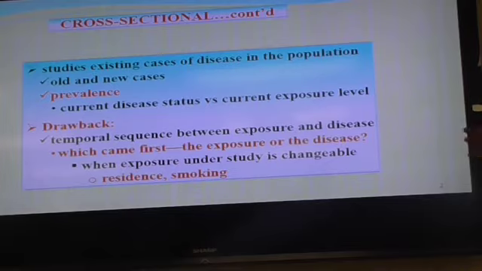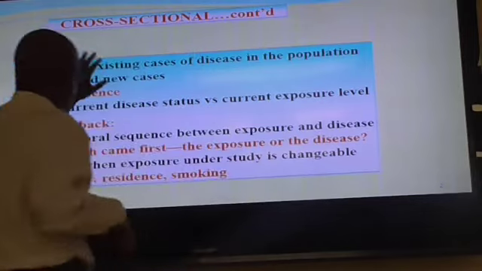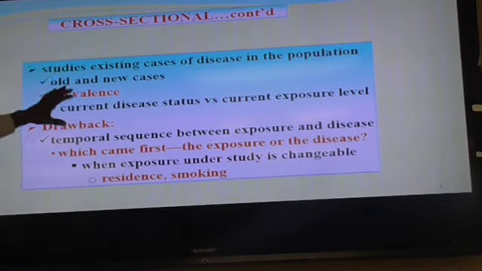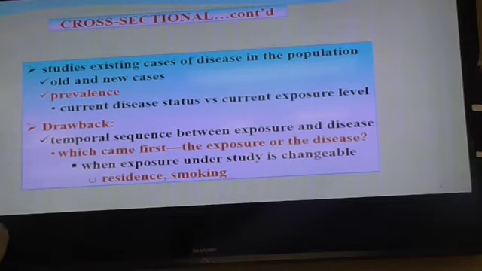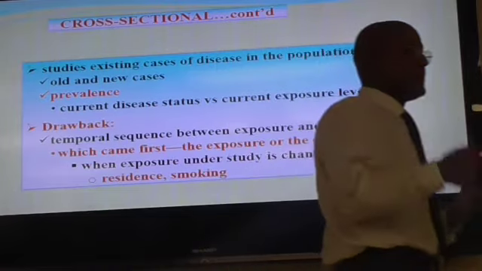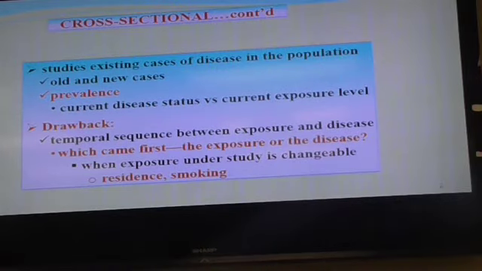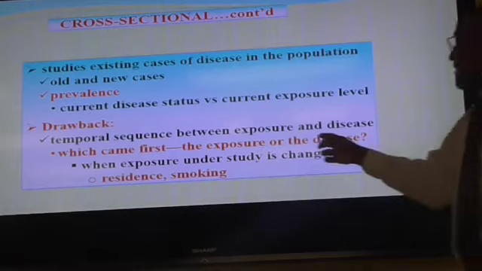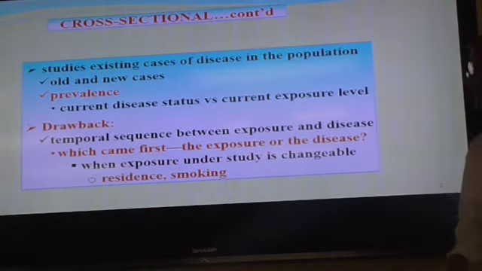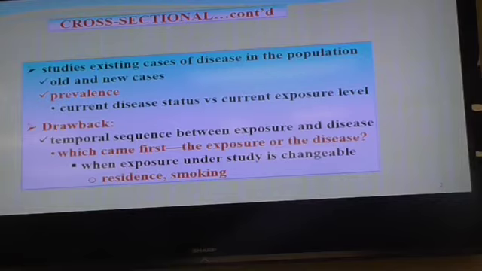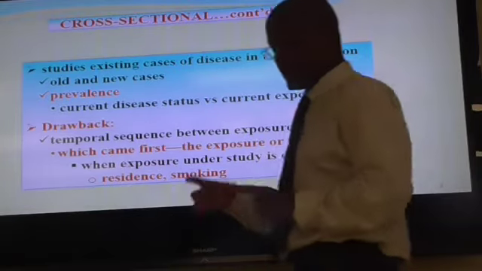Because of the setup of this prevalence study or cross-sectional study, the major drawback is that you really can't establish temporal sequence between exposure and outcome. It is very difficult to tell whether the exposure led to the outcome, especially when the exposure in the study is a changeable one, such as people changing residence or health behavior. So in that case, it's very difficult to say that a given exposure led to the outcome.